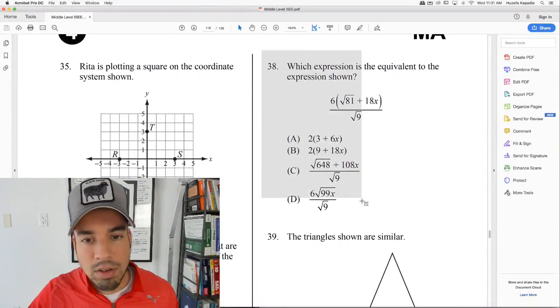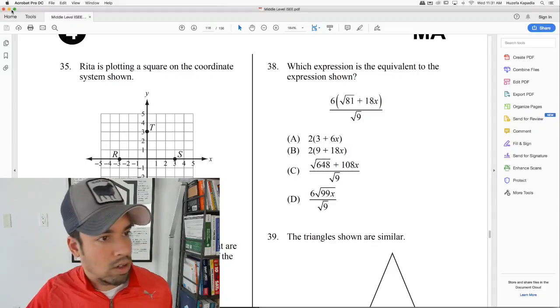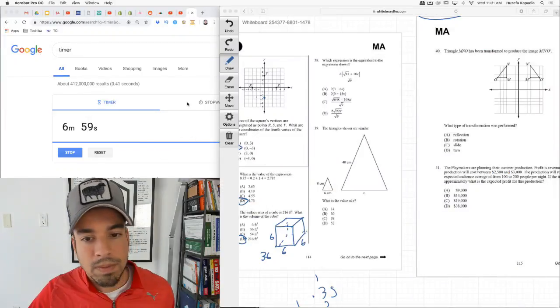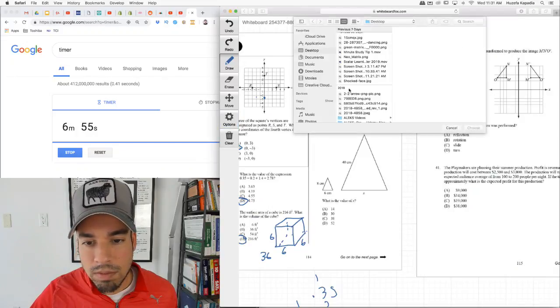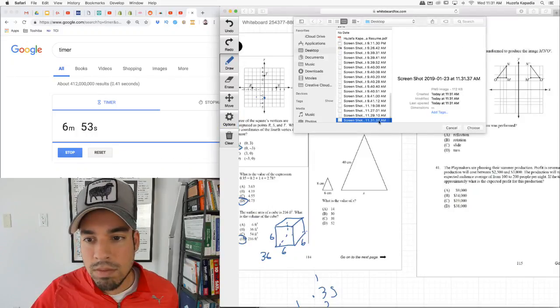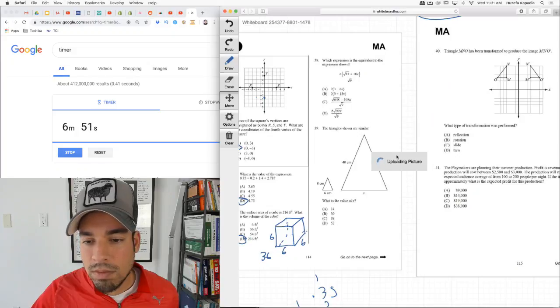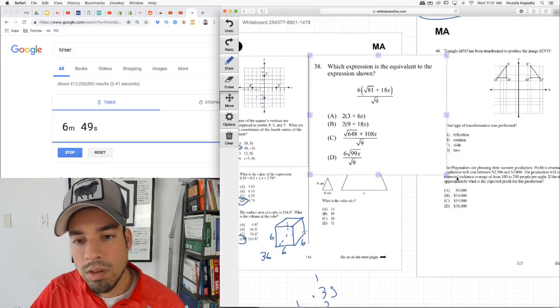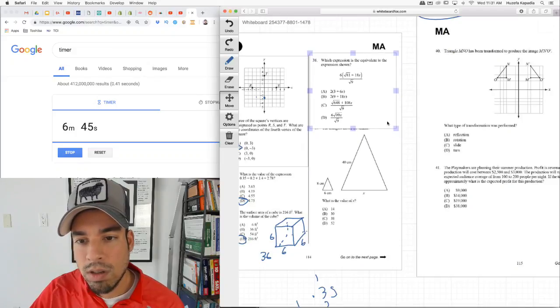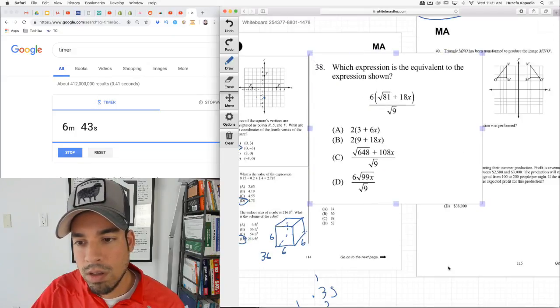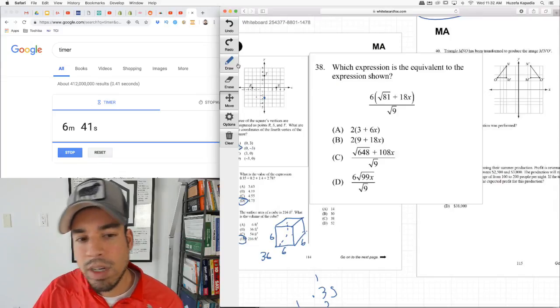Let's see, I don't even think I could see the x's. Okay, I'm going to solve it here, and then I'll move it afterwards.